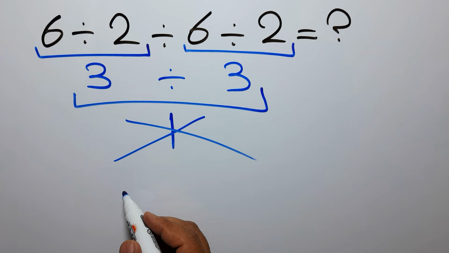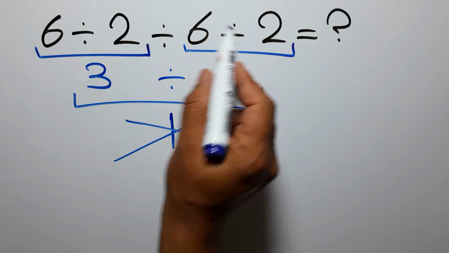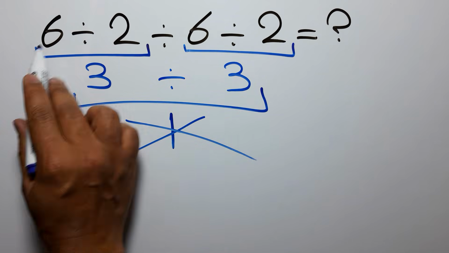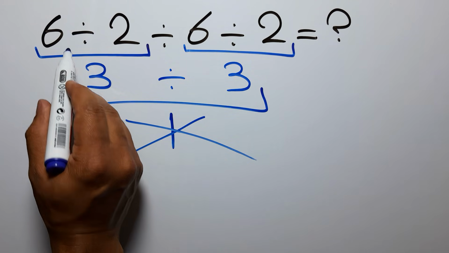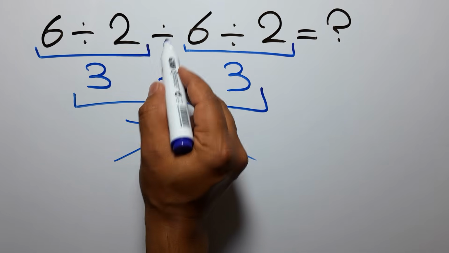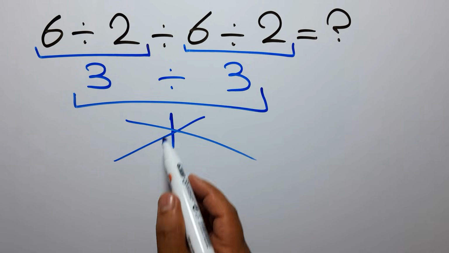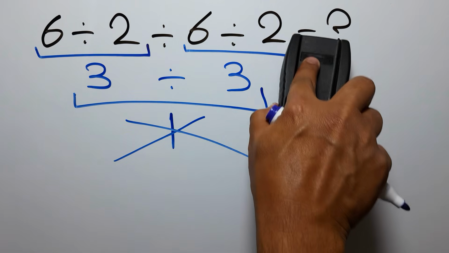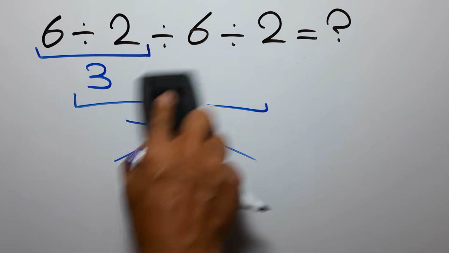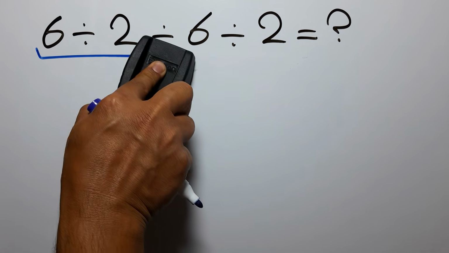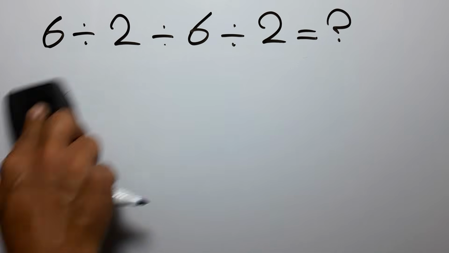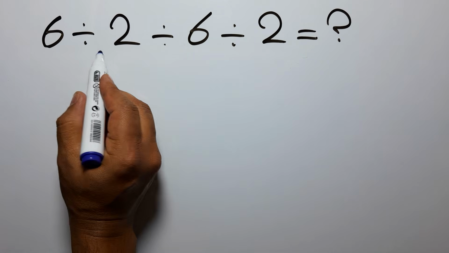Because according to the order of operations, when we have more than one division in an expression, we have to work from left to right. So first we have to do this division, then this division, and finally this division. If we do this division before this division, it is wrong. So first we have to do this division.